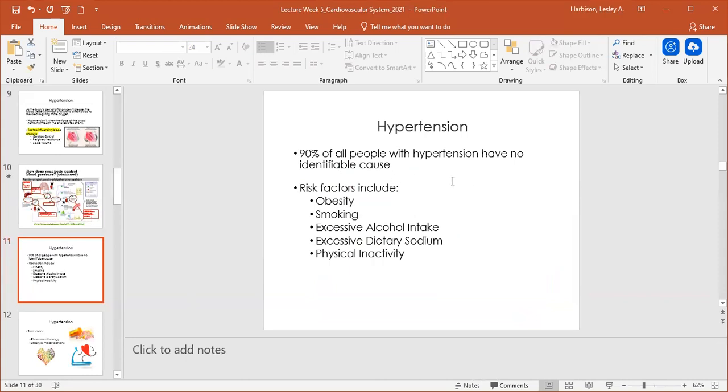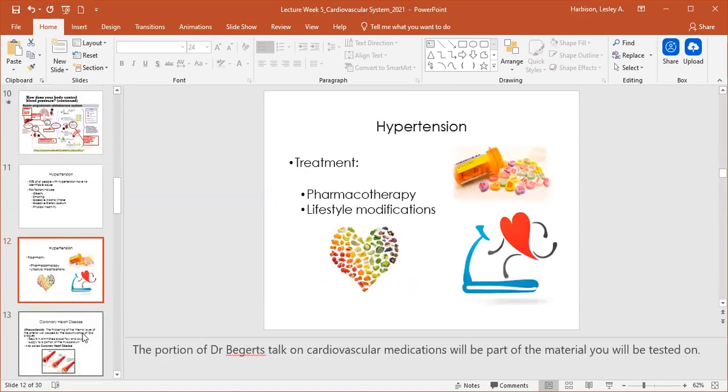90% of all people with hypertension have no identifiable cause, and these are risk factors for high blood pressure, very similar to cardiovascular disease in general. High blood pressure can oftentimes be called a silent disease because people can live with high blood pressure and not feel sick. That's similar to hyperglycemia. They can be hyperglycemic and not necessarily feel very sick. For treatment of high blood pressure, it's either medications or lifestyle modifications.